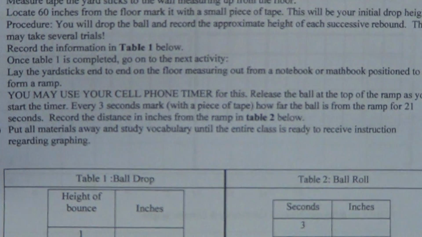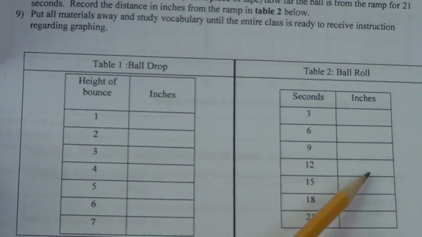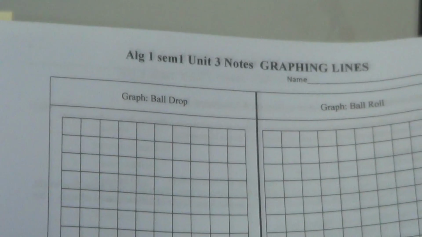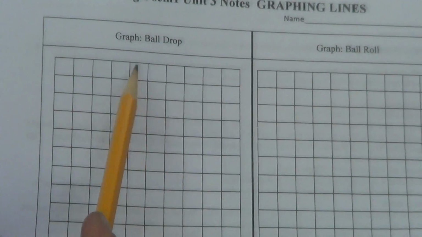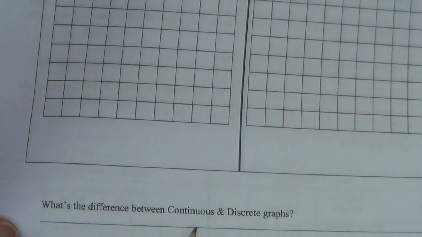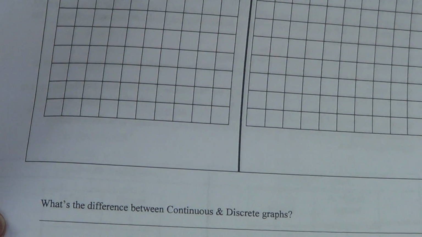Okay, in class, we will have a little ball drop activity that you'll do, and you'll fill these charts out on page 3. And we'll do a little bit of a lab, trying to figure some things out on that. Now let's go over to page 4. Page 4, from the activity that you've done in class, you'll be graphing the ball drop, ball rolls, that kind of thing. We'll talk about the difference between continuous and discrete graphs.